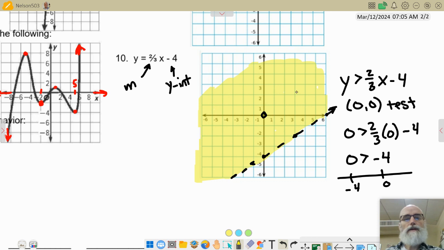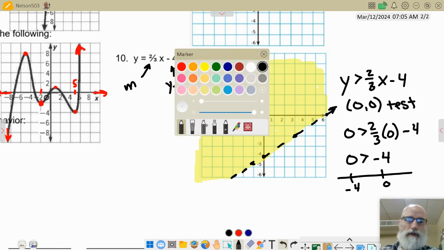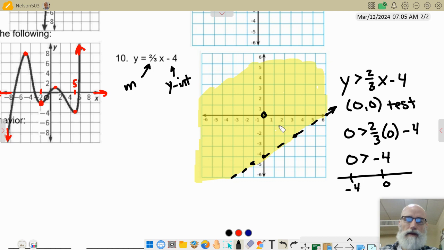You might say, well, you didn't test them all. I know I tested just one of them, but look, they're all on the same side. Like this point here, the origin is on a particular side of this boundary, if you will. So that's our boundary. If we get one that's true, they're all true over here. Or if we get one that's false over here, then they're all false, and we'd shade the other way. All right. So that's how you change this equation here into an inequality problem.